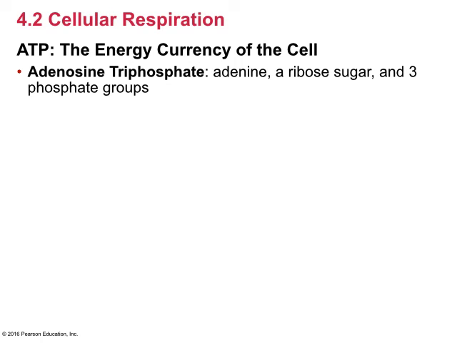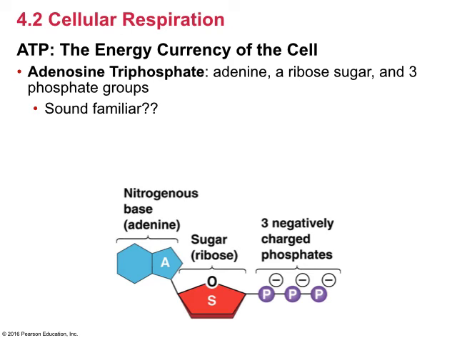So what is ATP? It's the energy currency of the cell. ATP stands for adenosine triphosphate, and the name is kind of self-descriptive. Adenosine is an adenine and a ribose and 3 phosphate groups. Sound familiar? You can probably recognize this structure from nucleotides, right? Nucleotides are the monomers for DNA and RNA, and they also have a nitrogenous base.